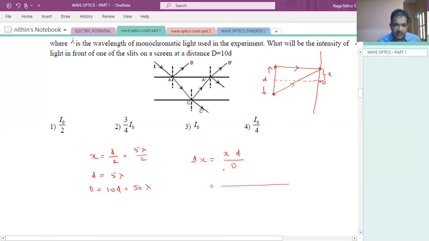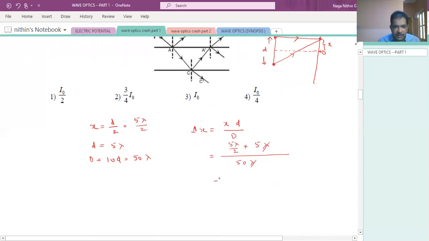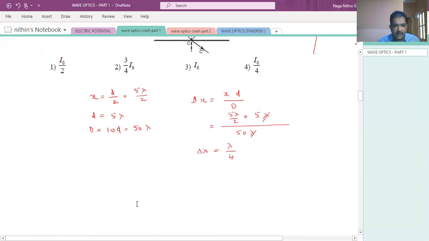Here x value will be 5 lambda by 2. This is 5 lambda. This is 50 lambda. 1 lambda will cancel. So finally, this value will be 25 by 100, that means lambda by 4. Then find the phase difference. Phi is equal to 2 pi by lambda into delta x, 2 pi by lambda into lambda by 4. This will be pi by 2.